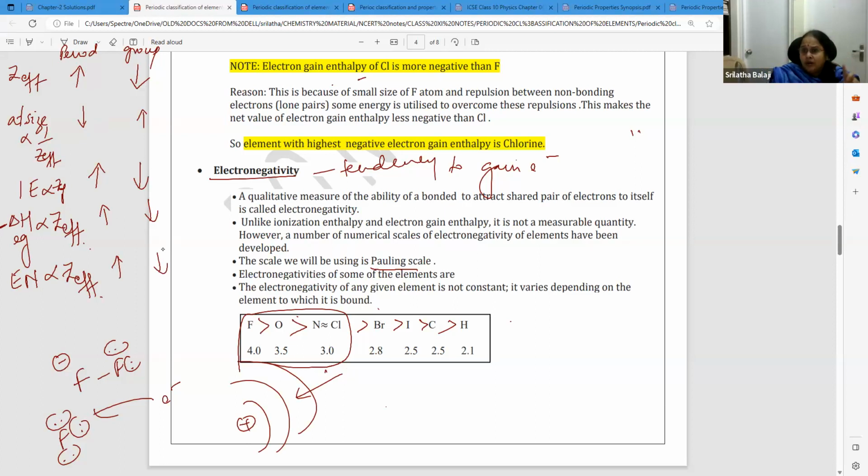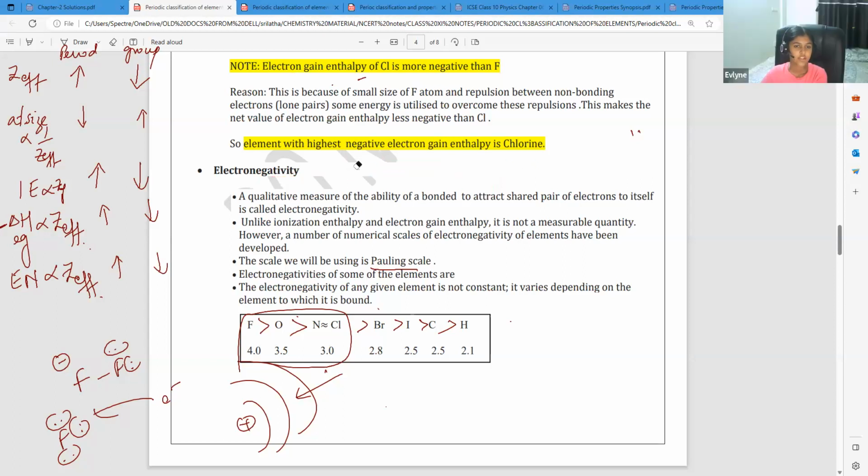Are you able to see now? Are you adding to your chart? I told you to fill this up from time to time, because every periodic property I'm going to update here. Is that clear, students?